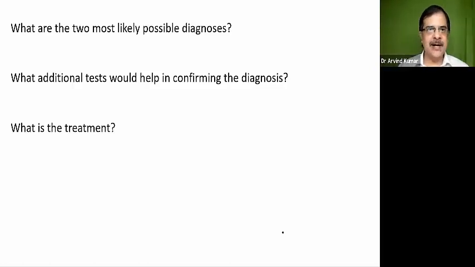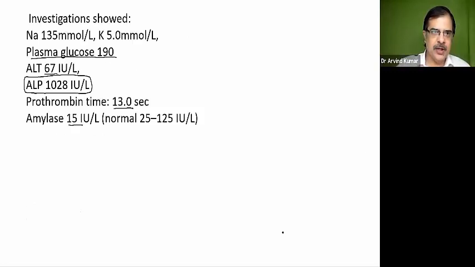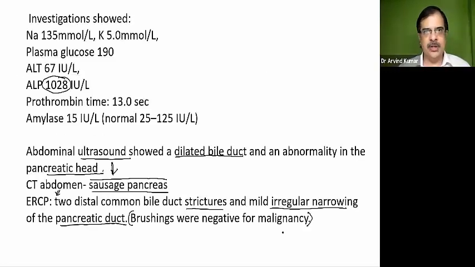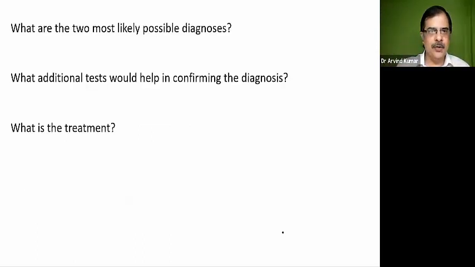Based on this information, what are the 2 most likely possible diagnoses in our patient? Second question, what additional test will help in confirming the diagnosis? And what is the treatment of this condition? So any answers? The patient came with weight loss, a 3-week history of jaundice, some obstructive features, and the CT scan shows a sausage pancreas. This should give you a clue that you are dealing with a pancreatic pathology. So the 2 most possible diagnoses in our patient: first, always think of CA pancreas.